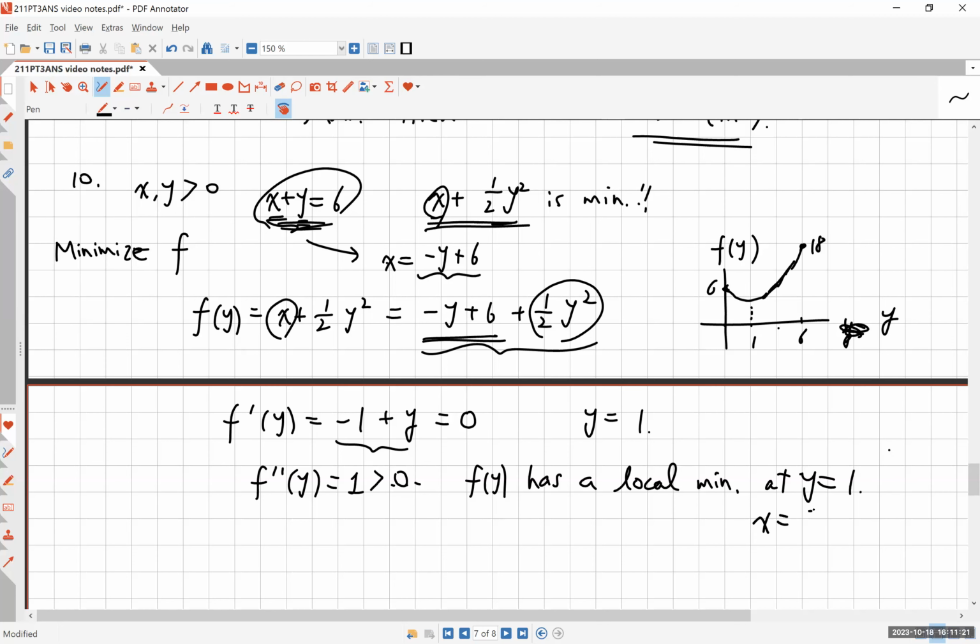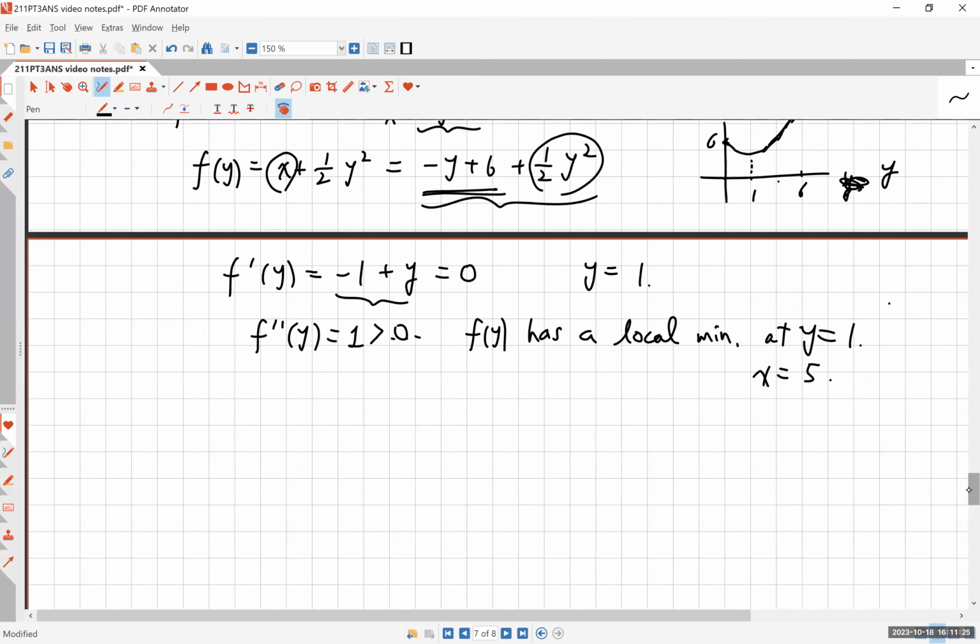And then x is equal to 5 because the sum has to be 6. And that's the answer. The two positive numbers, x and y, such that their sum is 6 and the expression x plus 1/2 y squared is minimum, that happens when y is 1 and x is 5.